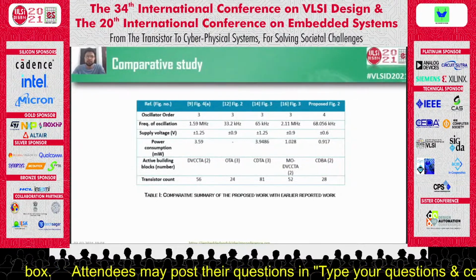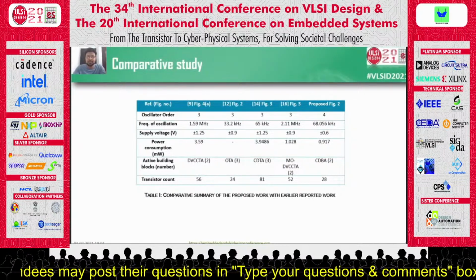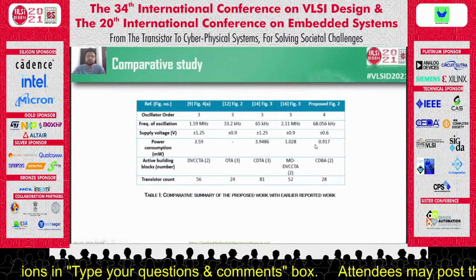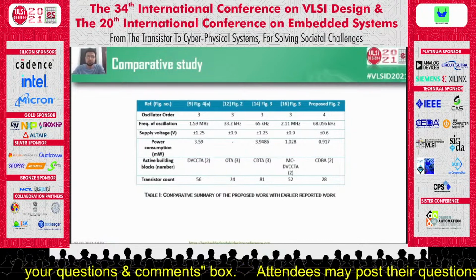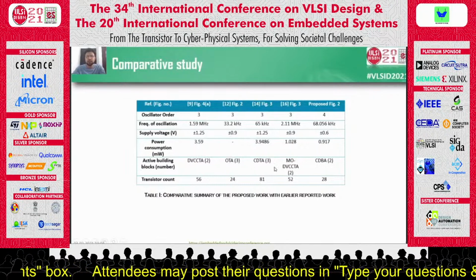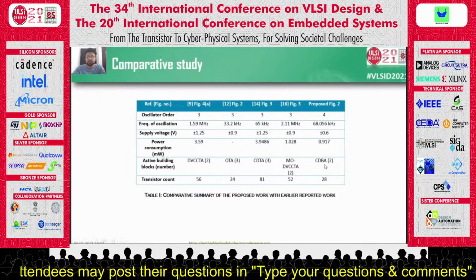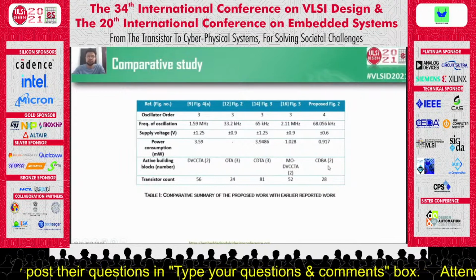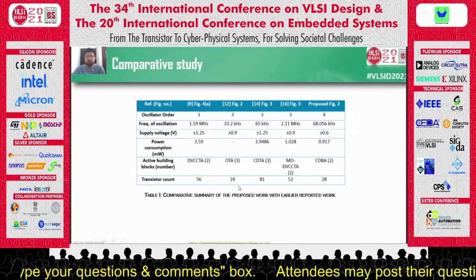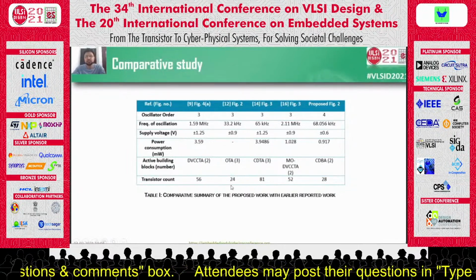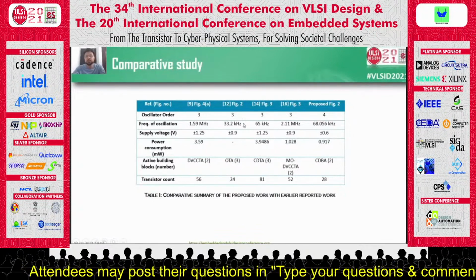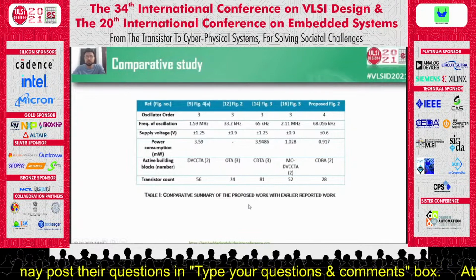The comparative summary of the proposed work with the earlier reported work is also studied, from where we can observe that the supply voltage and the power consumption are less compared to the earlier reported work. Also, in earlier reported works in reference 12 and reference 14, more than 2 active building blocks have been realized. In the proposed work, only 2 CDVA are used as active elements. The transistor count is also less compared to the earlier reported work, other than reference 12, where 24 transistors are used, but the number of active building blocks is more compared to the proposed work. Also, the frequency of oscillation is less compared to the proposed work.